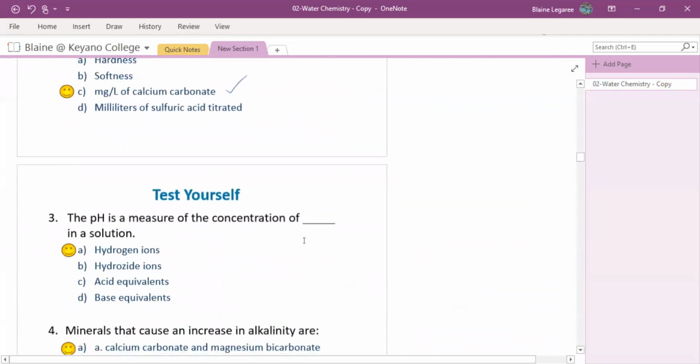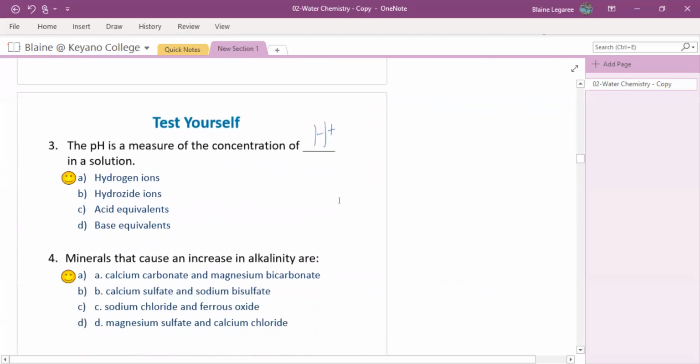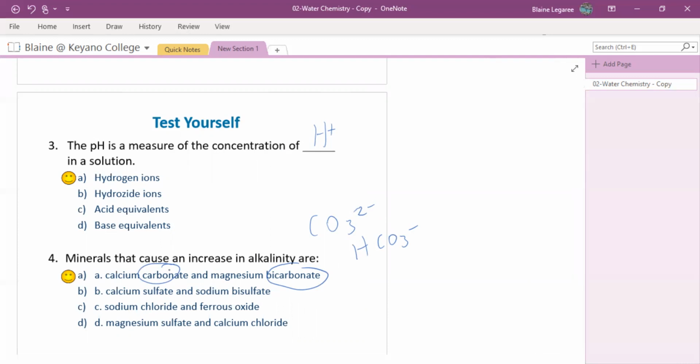Question 3, the pH of a solution is the concentration of protons or hydrogen ions. Minerals that can cause an increase in alkalinity. So remember, we're looking for carbonate and we're looking for bicarbonate. So those are the ones. Those other things, sulfates and bisulfates and chlorides, yes, they are conjugate bases, but they are very, very weak. And so they're not going to be significant.